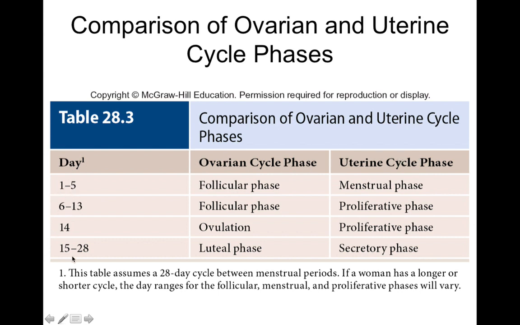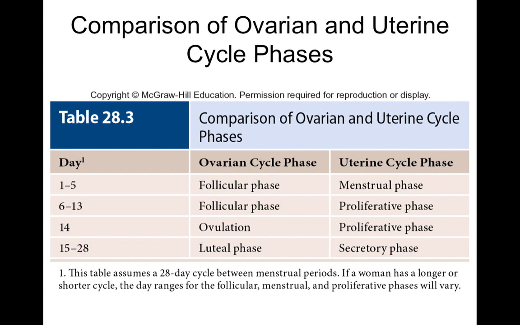Now, it's not all symmetrical. It's not like you can divide these into thirds, right? So what we find is that the menstrual phase is just the first 5 days, right? Proliferative phase is the next 6 or 7 days. And then the secretory phase is the next 14 days, right? So when does the menstrual phase begin? Like, what's the stimulus for menses? Oh, decrease in hormones.